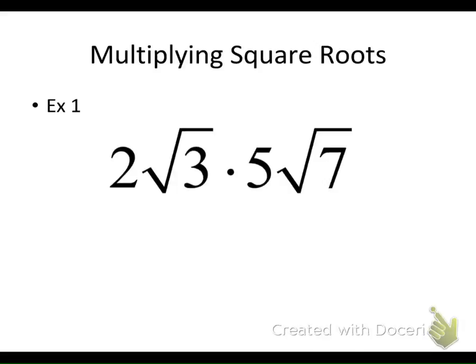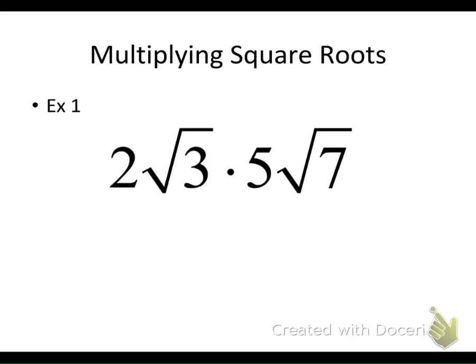Okay, so today we're going to start with multiplying square roots. In the upper left-hand corner of your note sheet, you have a spot to write down example number 1. So example number 1, you're going to have 2 square root 3 times 5 square root 7.